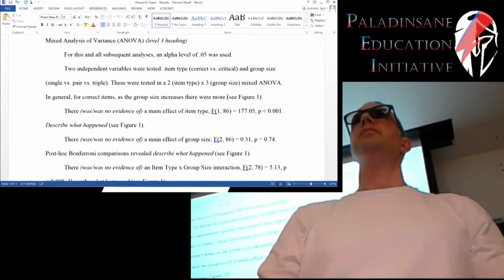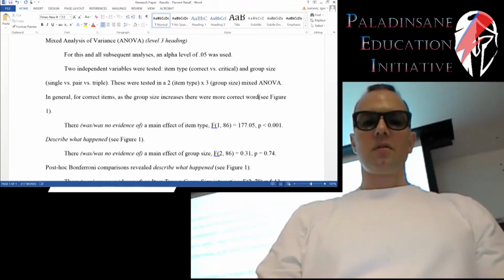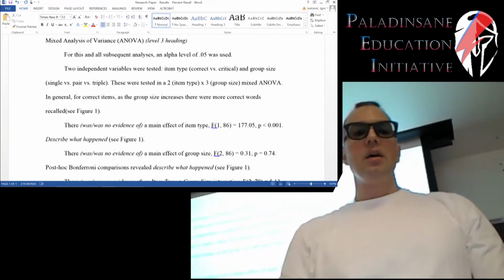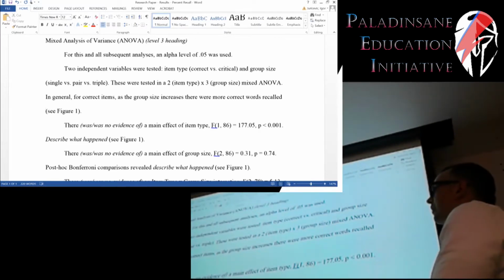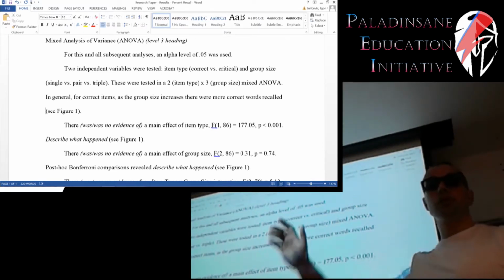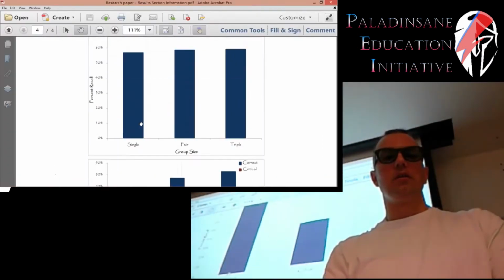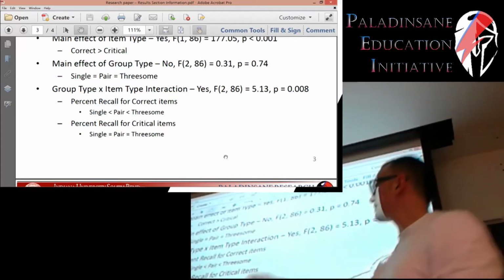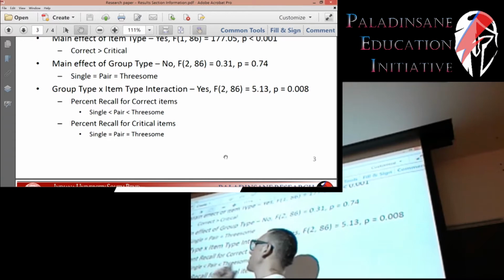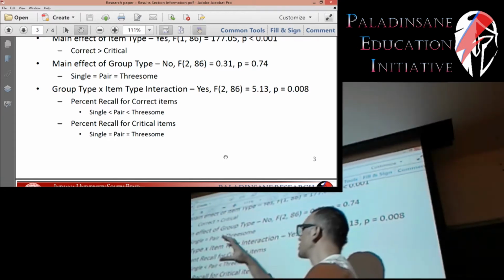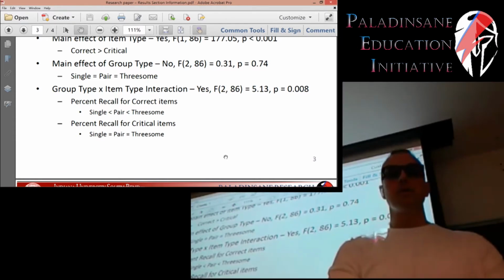What was that last part? There were more correct words recalled. All right. So in general, for correct items, as group size increases, there are more correct words recalled. That's true. And if you take a look at the inferential stats here, that's exactly what we have down here, right? As group size increased, percent recall also increased. So that's a very nice general explanation of what happened.